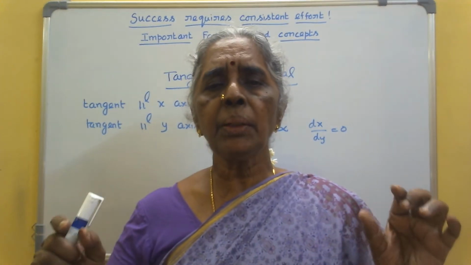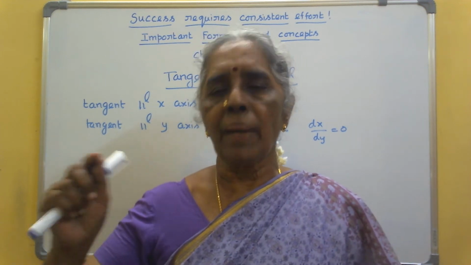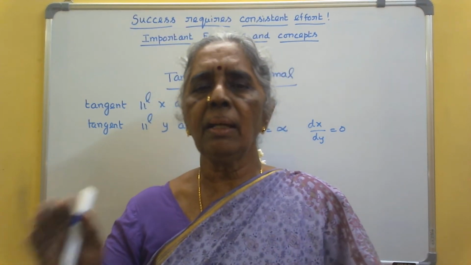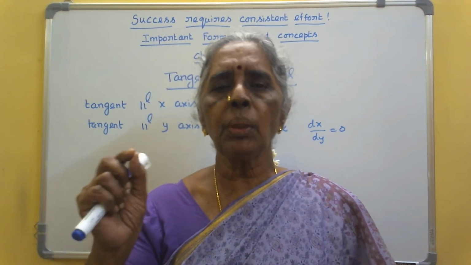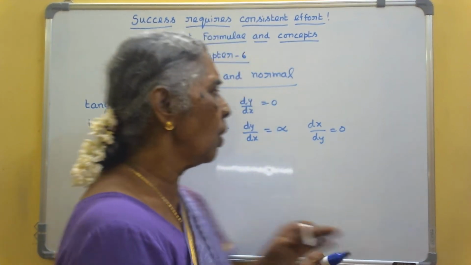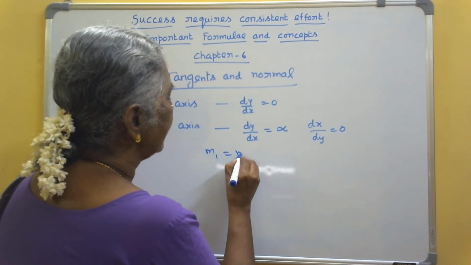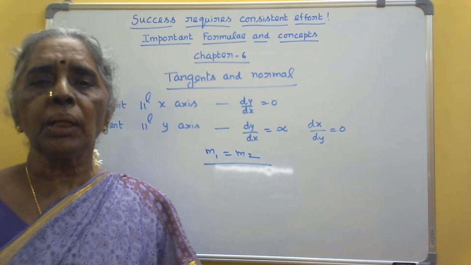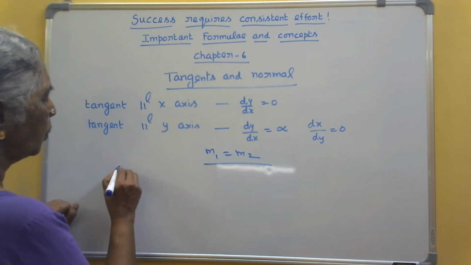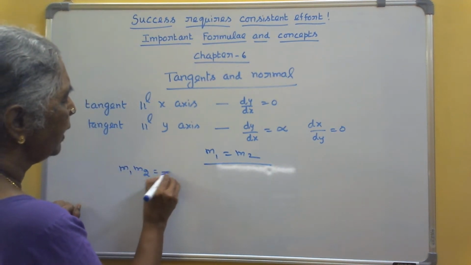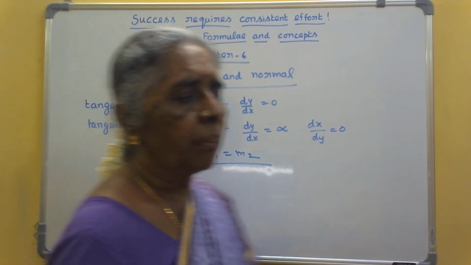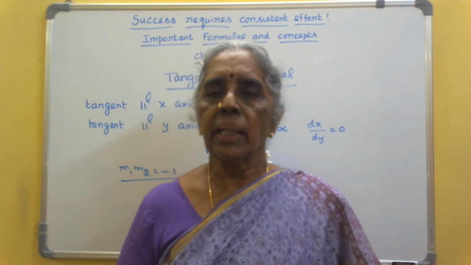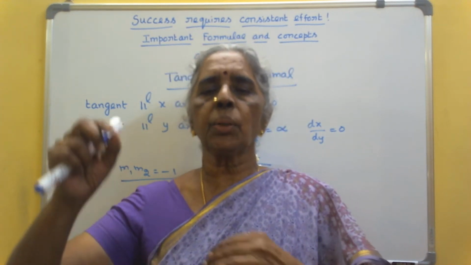Then, if any two lines are parallel, it may be tangents, it may be normals, it may be tangent to another line, normal to another line. If any two lines are parallel, you know, the slopes are equal. So, m1 is equal to m2. Remember that concept. Similarly, if any two lines are perpendicular, then you know the product of the slopes, that is m1 m2, will be equal to minus 1, because this m1 m2 is equal to minus 1 we will use.